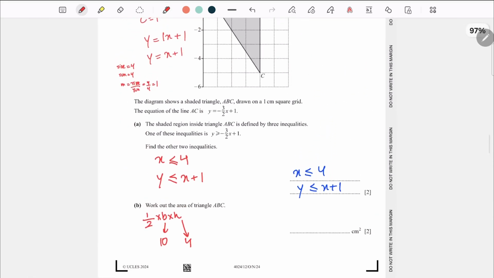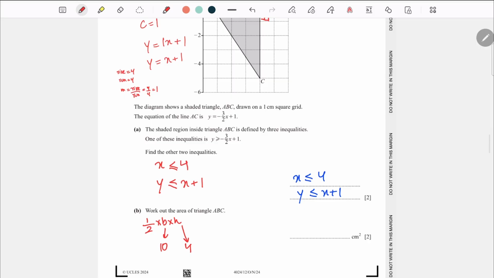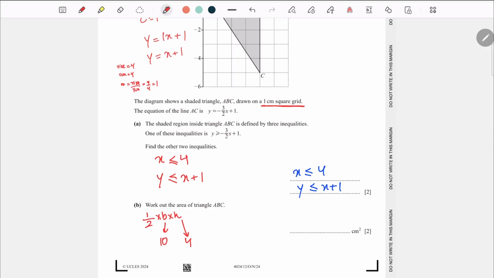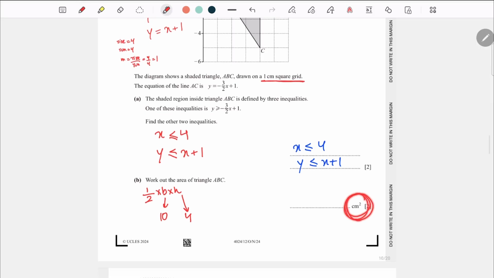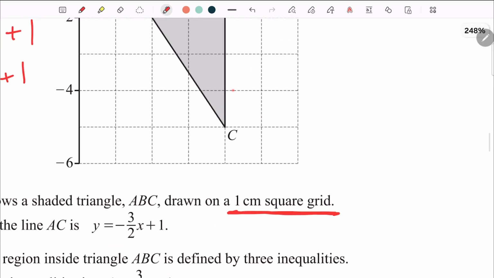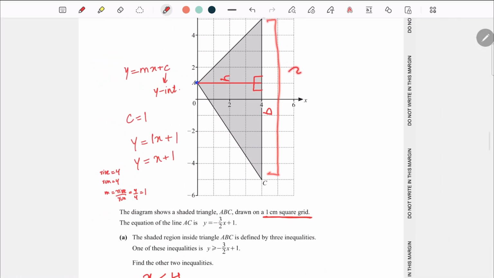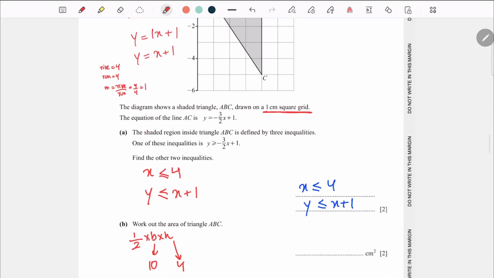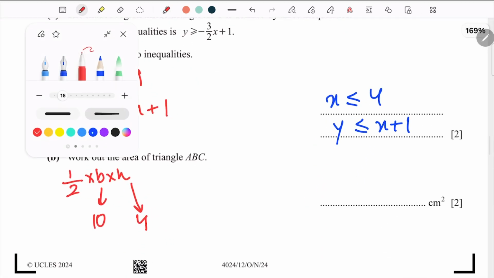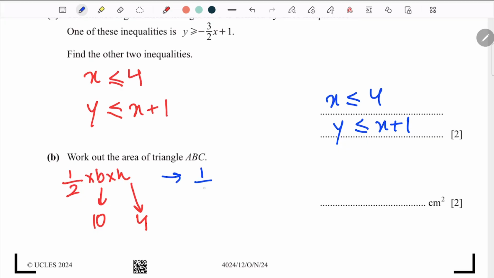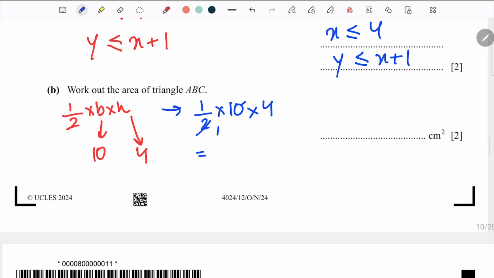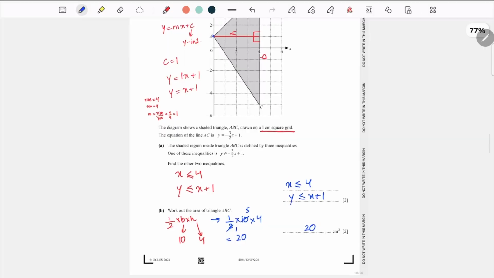We basically use the graph because the question states a 1 centimeter square grid and we have to find the area in centimeter square. So one small block represents 1 centimeter. If there are 10 blocks, that means it is 10 centimeters long. So now I'm just going to put the values in the formula: half into base, that is 10, into height, that is 4. 2 fives are 10. 5 into 4 is 20. So the final answer will be 20 centimeters square.